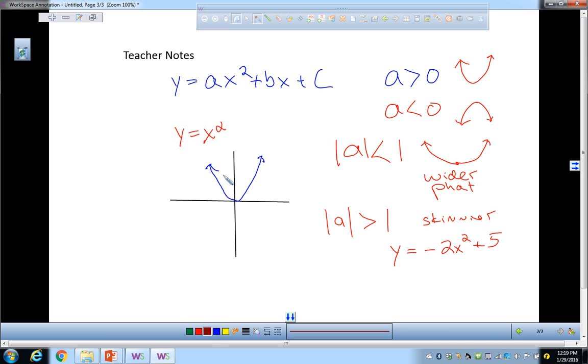It's also going to be shifted up 5, right? So this one would look something maybe like this. If I were to graph that, it would look something like that, because you can find the y-intercept by plugging in 0.